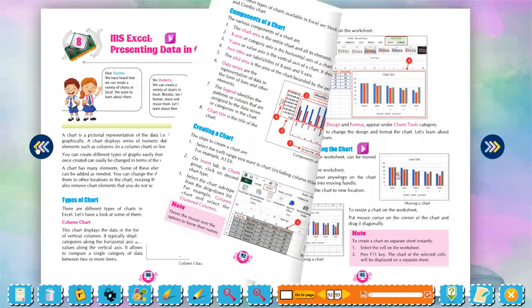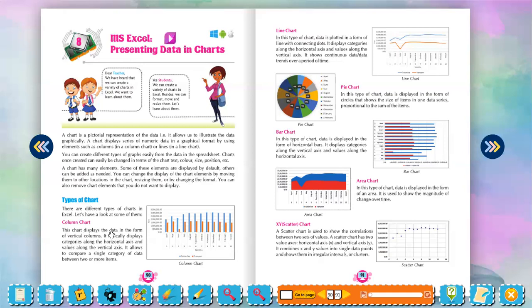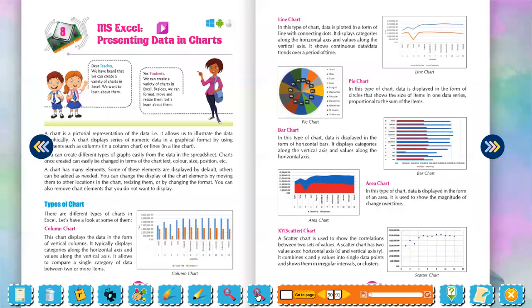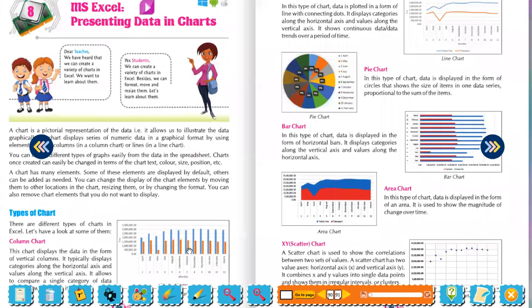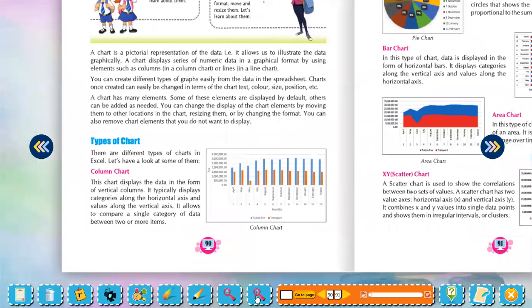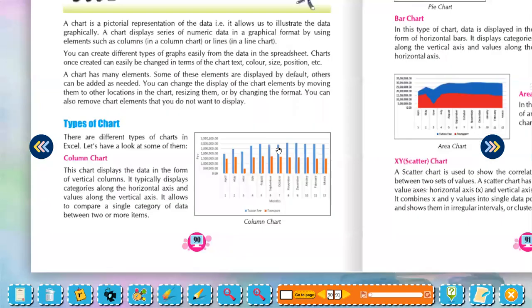Column chart. This chart displays the data in the form of vertical columns. Here you can see the vertical columns, with blue and orange color columns given. Look at this picture, so you can easily understand this column chart. This type of chart we can see in a cricket match, as I said in the beginning, to show the run score in the first over, the second over, like that. If we want to show a comparison of two teams, we can also use this column chart.